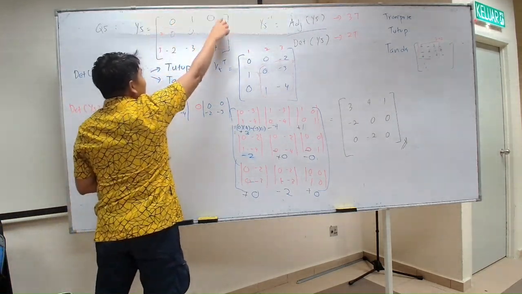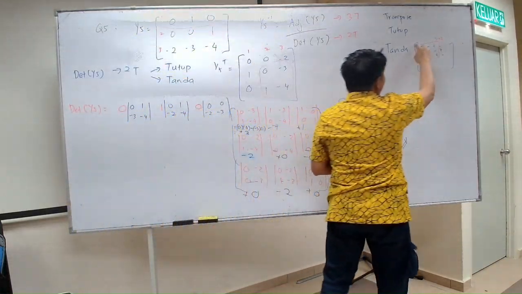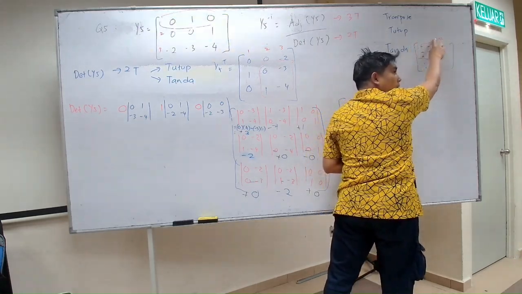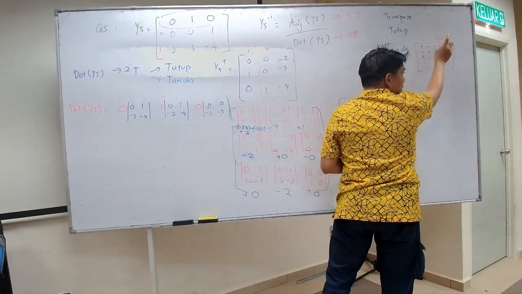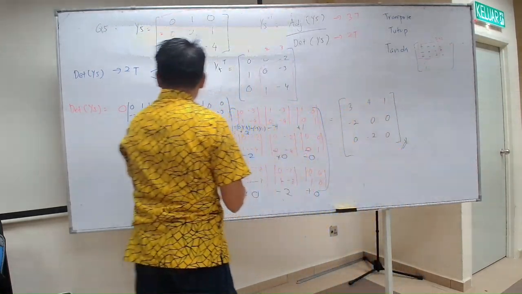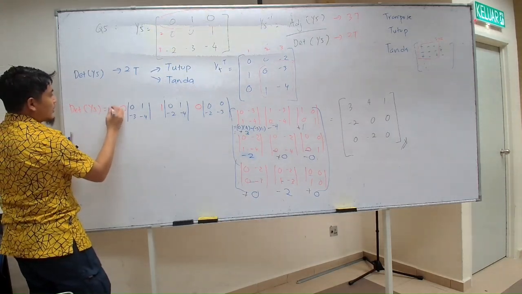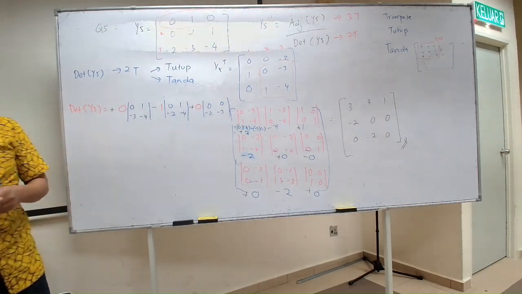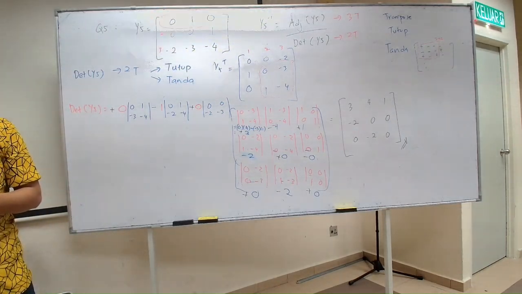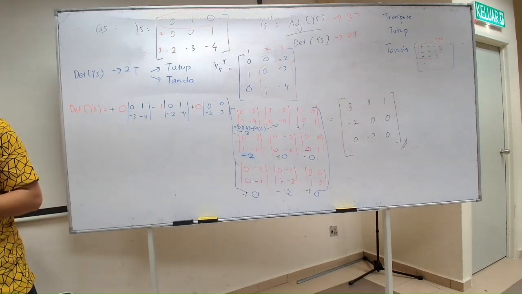Since this is the first row, you need to refer to the tanda pattern and refer to the same row. The first row is positive, negative and positive. So in this case, you apply the tanda positive, negative and positive. Okay. Any question before we proceed? Clear? Okay.